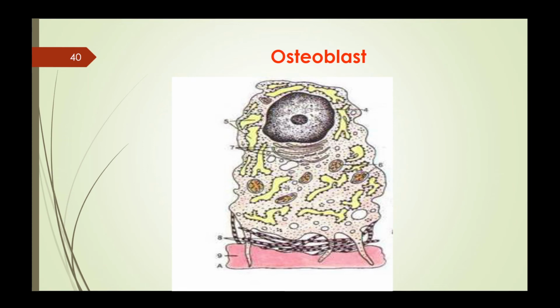Look at this one. This is a schematic picture of the osteoblast. We have seen the nucleus, rough endoplasmic reticulum, Golgi apparatus, an area of secretory vesicles, and specialized processes, collagen fibers, and we have seen the matrix formation.